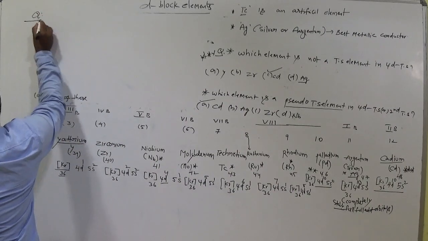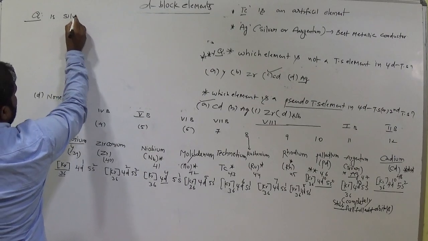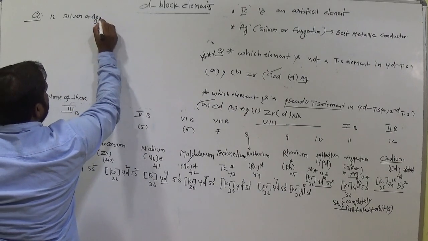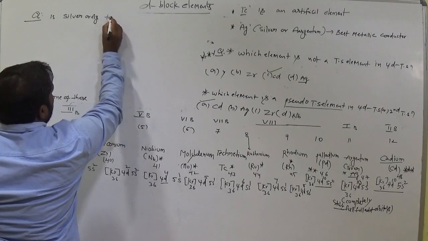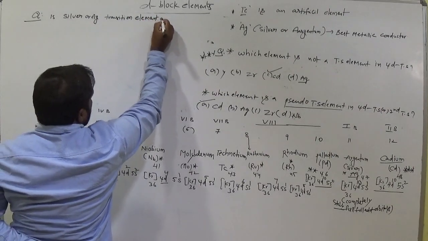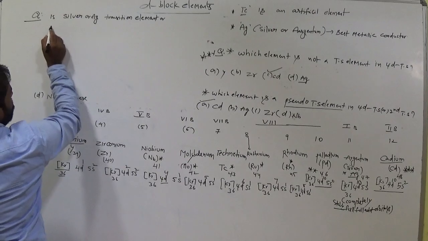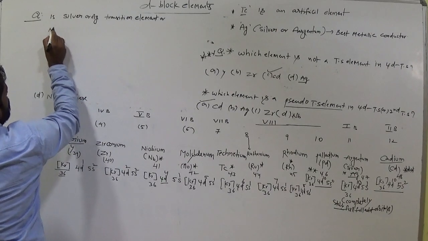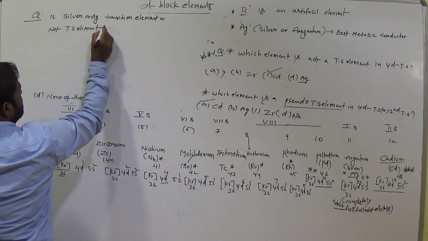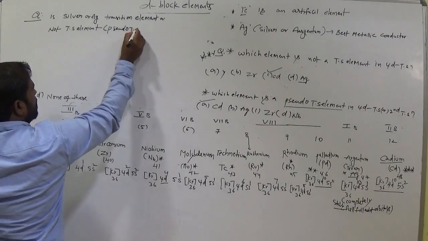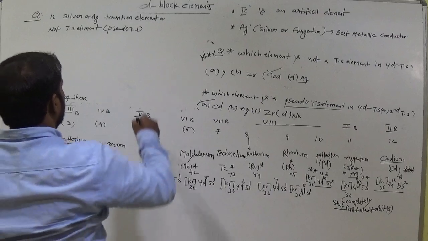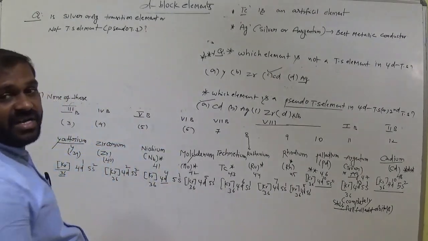Next question. Is silver, or Ag, a transition element or not a transition element? That means a pseudo transition element? Is silver a transition element or not?